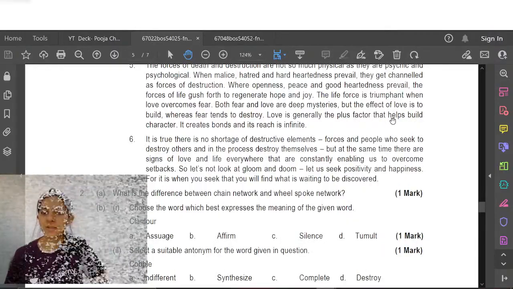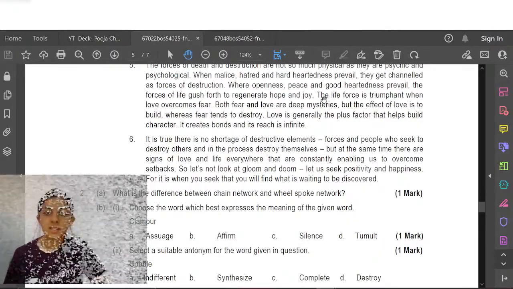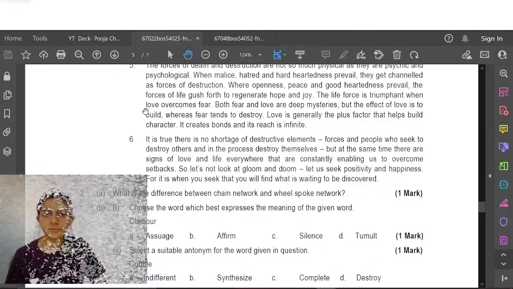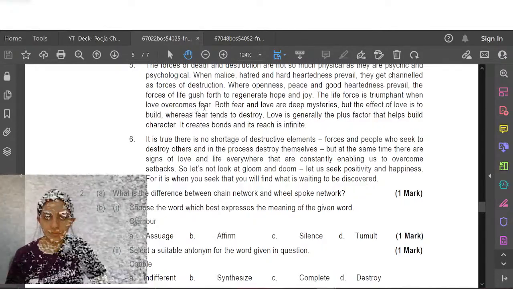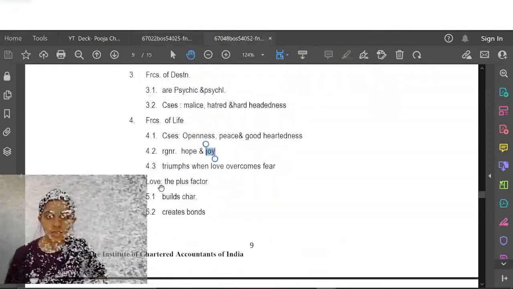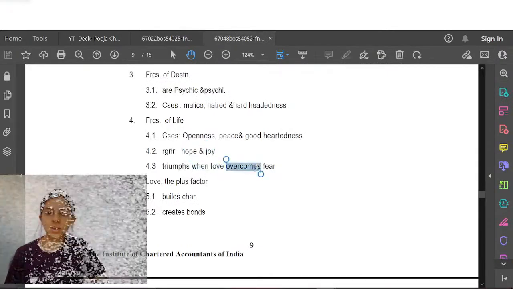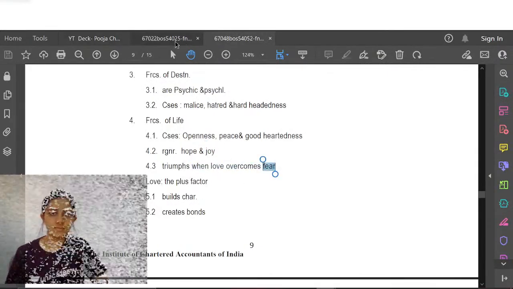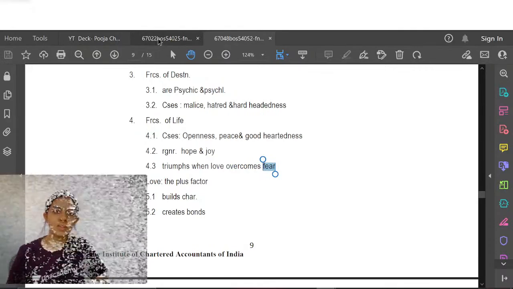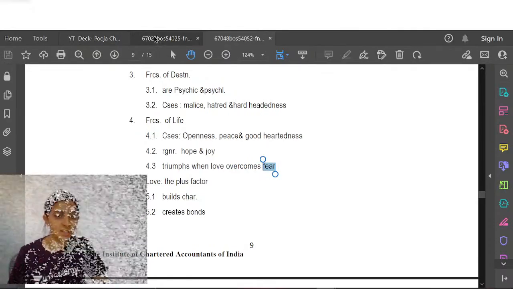Love is generally the plus factor. Oh no, I missed a line. The life force is triumph when love overcomes fear. Very important. Triumphs when love overcomes fear. So you can have life when you are not scared but you feel loved.